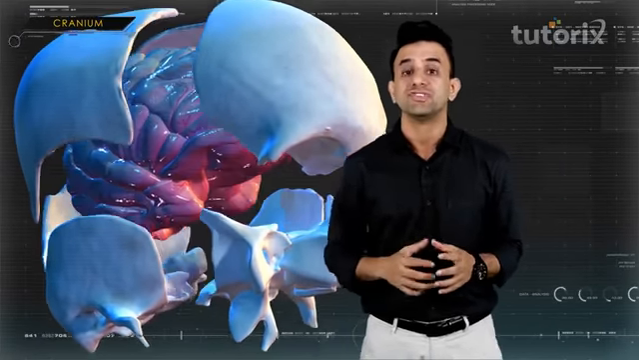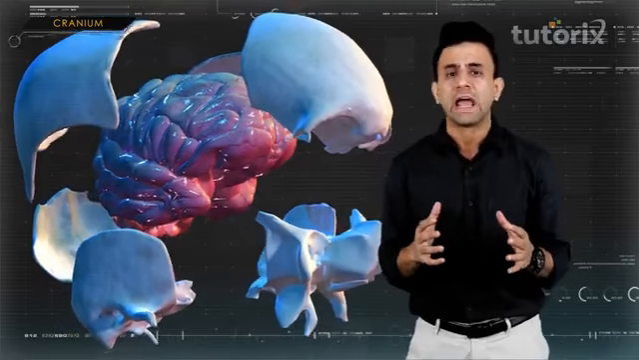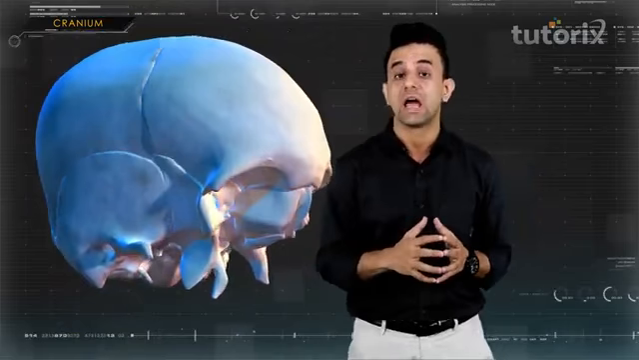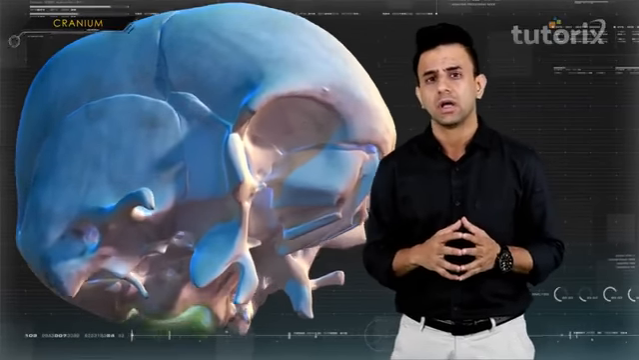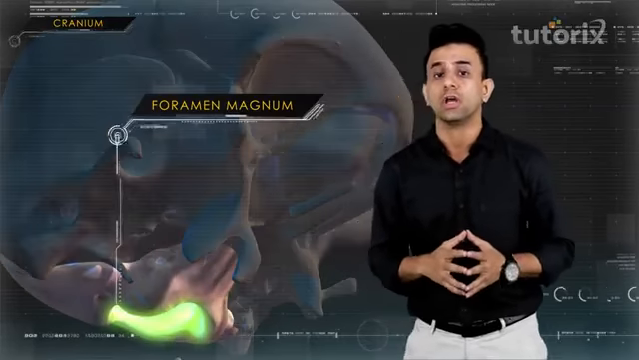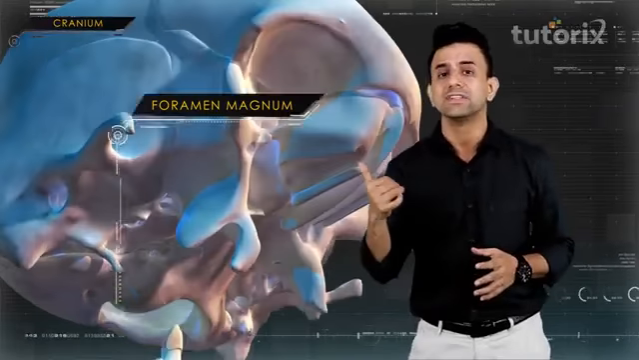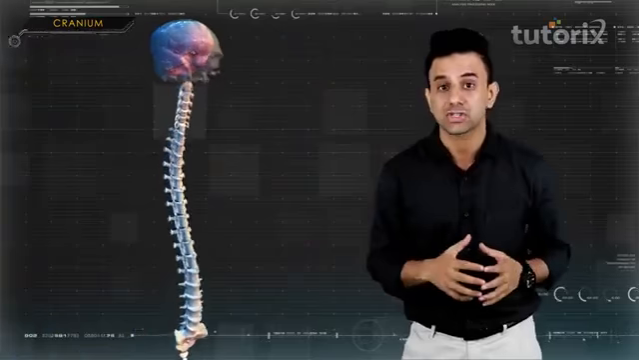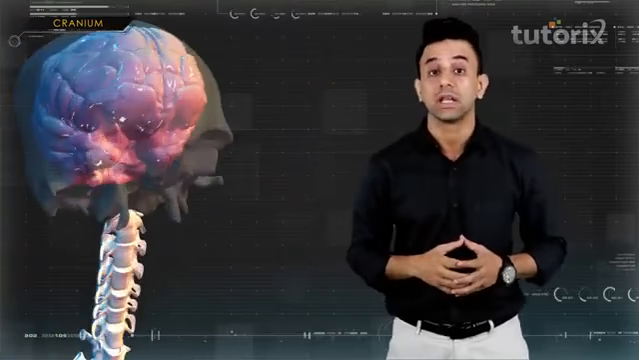Well, these bones form a bony wall around the brain, and these bones have many openings through which the blood vessels and nerves pass. The occipital bone has a large opening known as foramen magnum, and this foramen magnum allows the spinal cord to get attached to the brain through the skull.